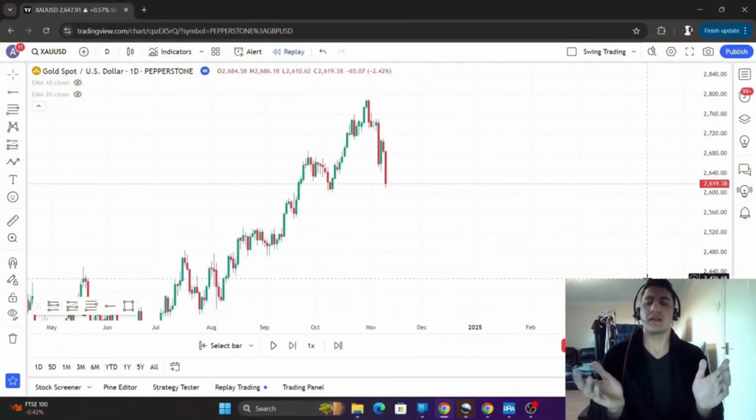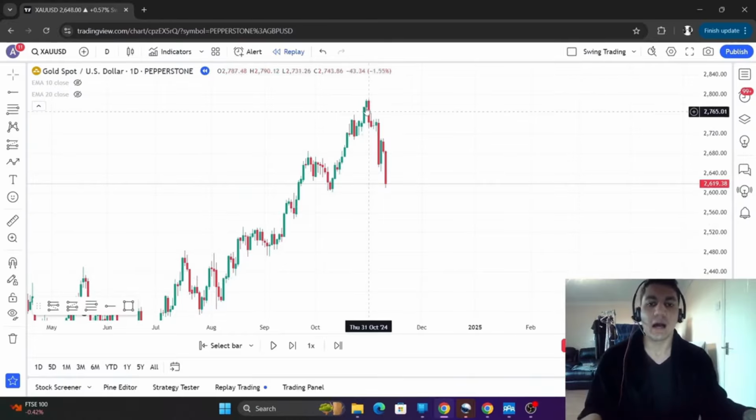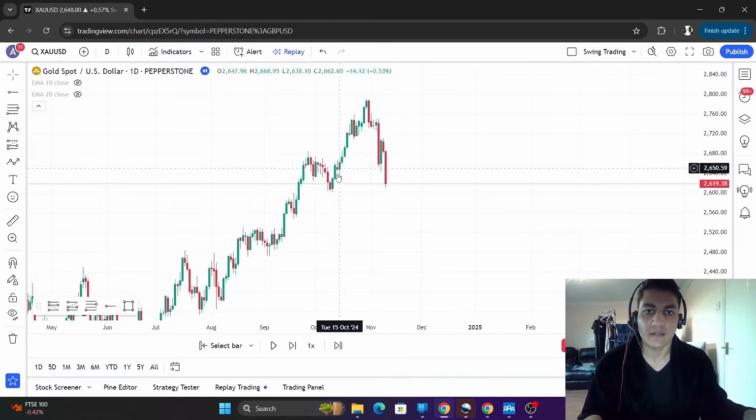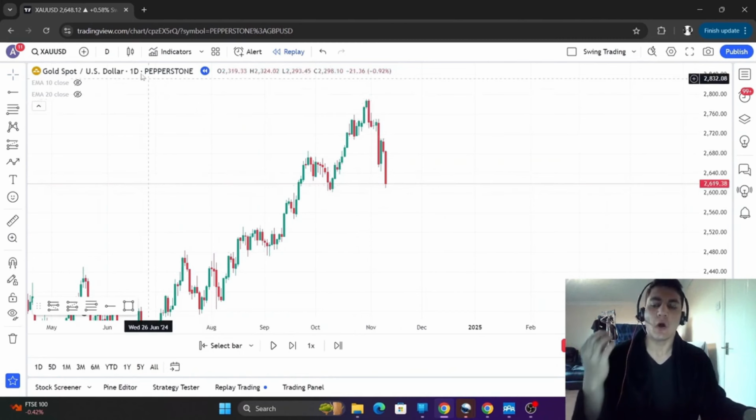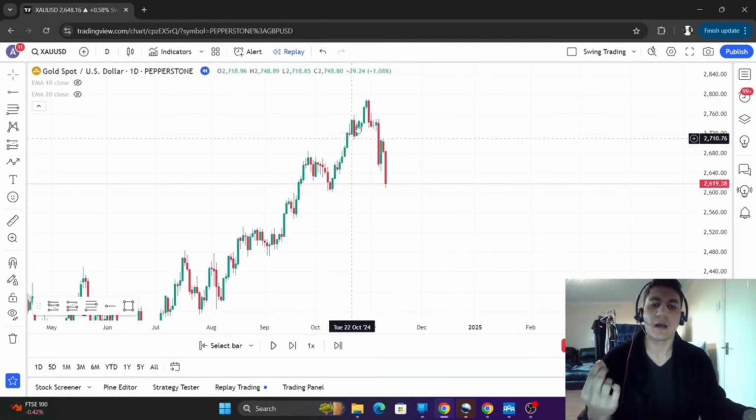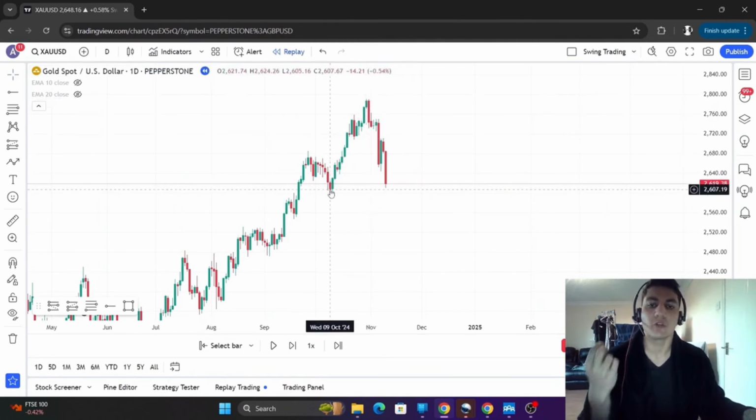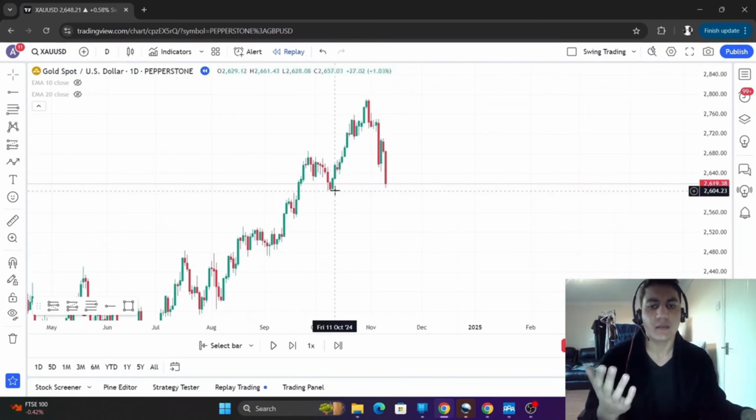Okay, so what is liquidity actually? We hear about this all the time, liquidity. What actually is it? It's simply highs and lows. Most importantly, on the higher time frames, so the daily and the 4 hour, key highs and key lows will have lots of orders there. Now, what do we mean by orders? We mean stop loss orders. Now, why is that important?